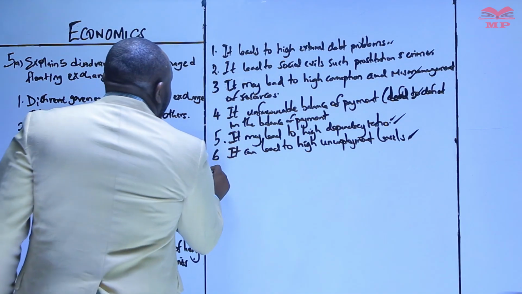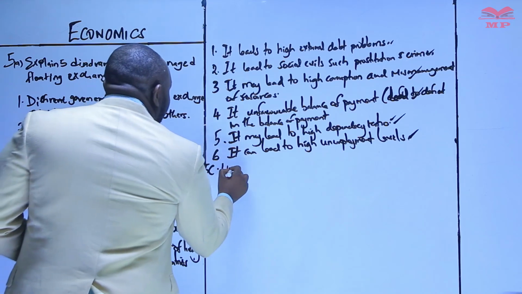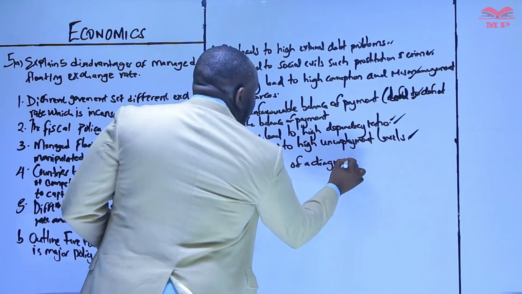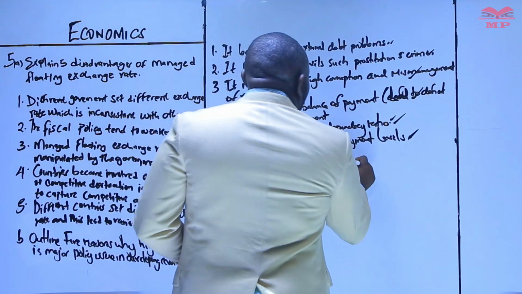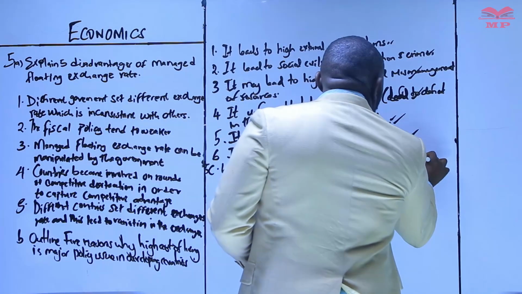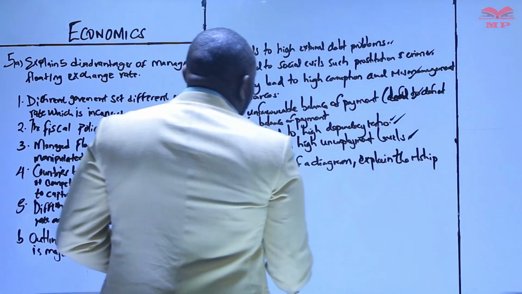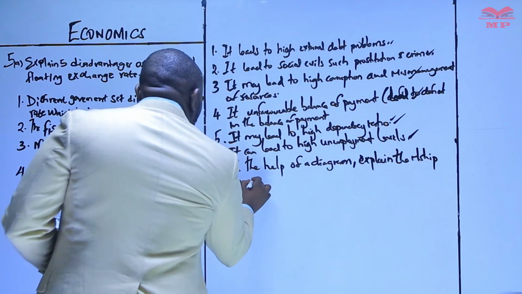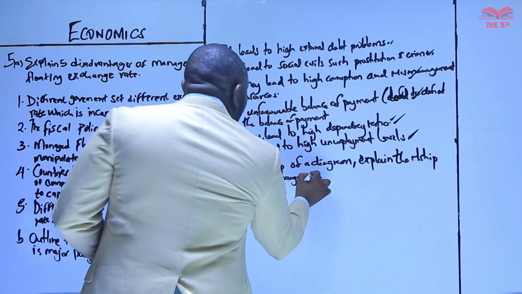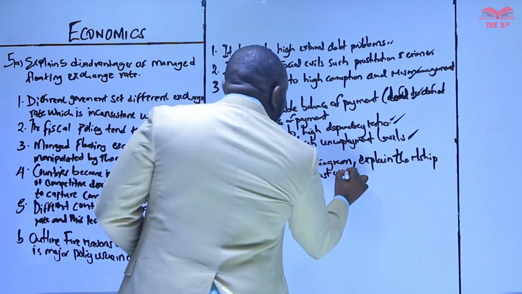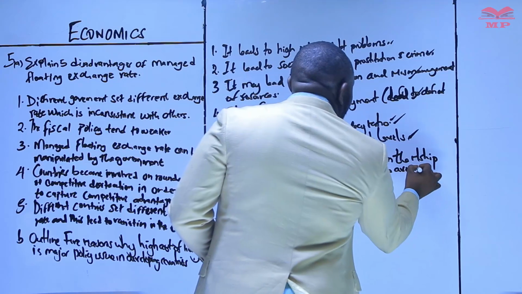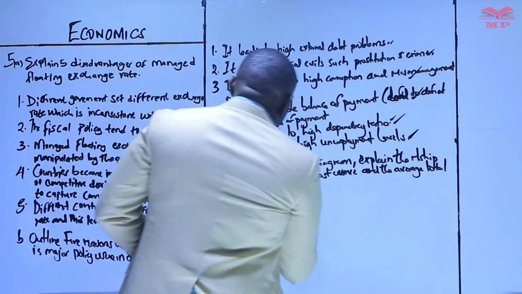5C: with the help of a diagram, explain the relationship between the marginal cost curve and the average total cost curve.